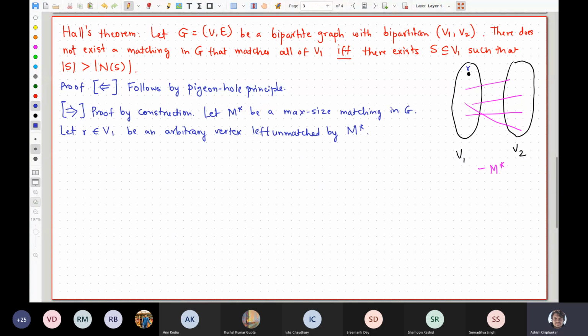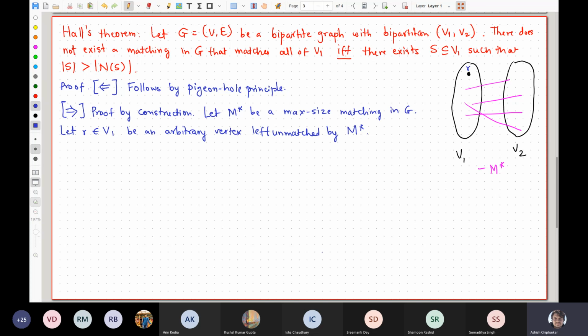So now we have this unmatched vertex in V1. Let us look at all the alternating paths starting from V1, and we know that none of them is an augmenting path. So we'll look at all possible alternating paths starting from R, which means their first edge is necessarily not in M star because R is not matched under M star. The first edge is not in M star, the second edge is in M star, the third is not in M star, the fourth is in M star, and so on.